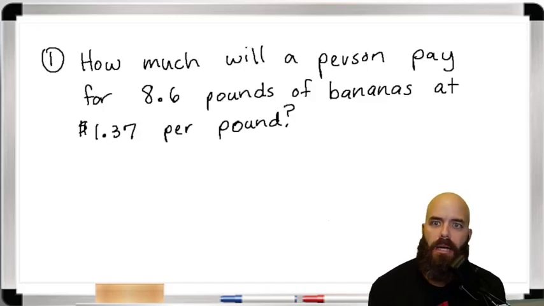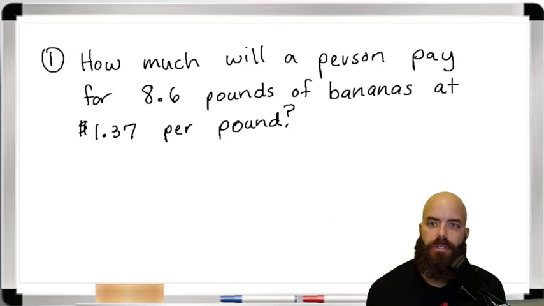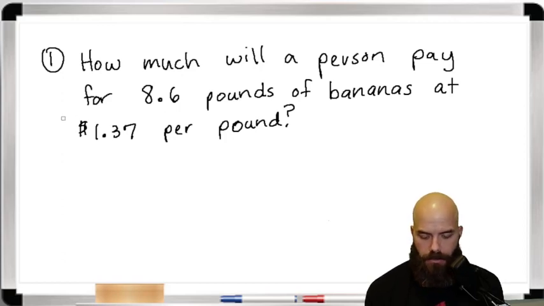The problem says, how much will a person pay for 8.6 pounds of bananas at $1.37 per pound? Sounds like a lot of bananas. I love bananas, but goodness gracious, that is quite a bit. So what we want to do here is read through the problem and figure out, is there a conversion factor that we're given? And we are, right here.